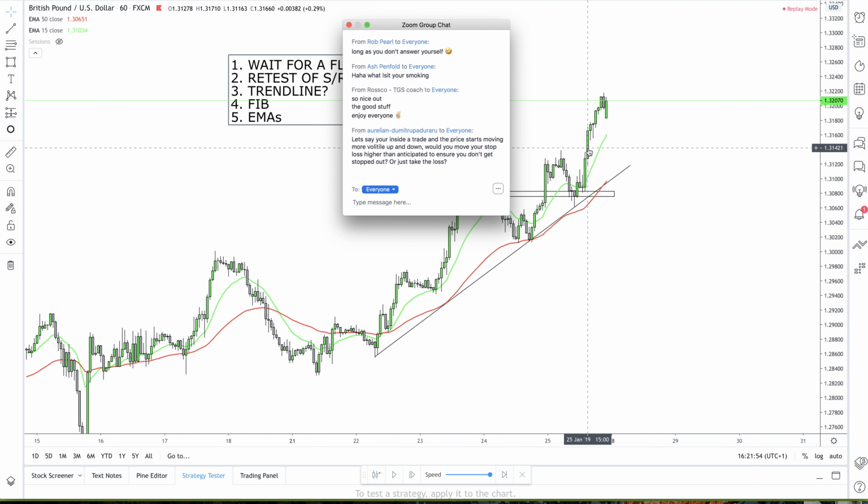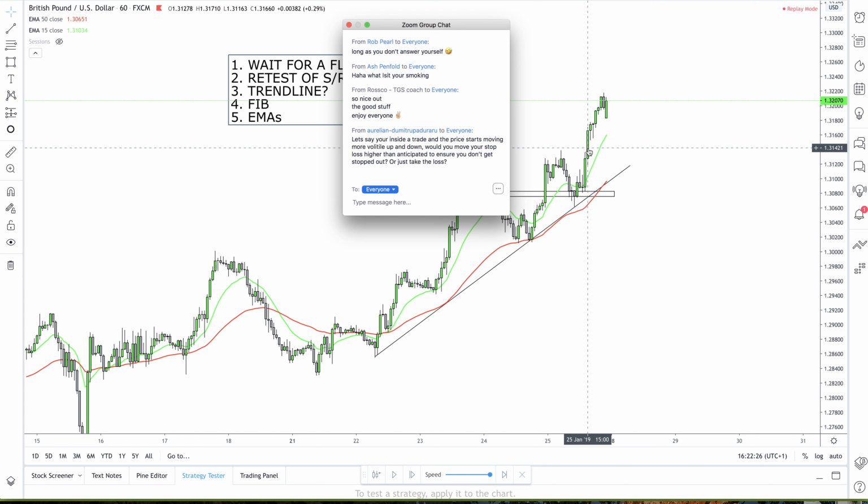Good question. So let's say you're in a trade and price starts moving more volatile up and down. Would you move your stop loss higher than anticipated to ensure you don't get stopped out or just take the loss? As soon as I enter a trade, I'm a 1% risk person. I'm fully committed to losing 1%. As crazy as that sounds, I'm fully prepared. 1% in, I do not care about 1%. That's why I truly believe that when I'm in a trade, I'm enjoying the process a lot more and I'm making good decisions because I'm fully prepared to lose that 1%.